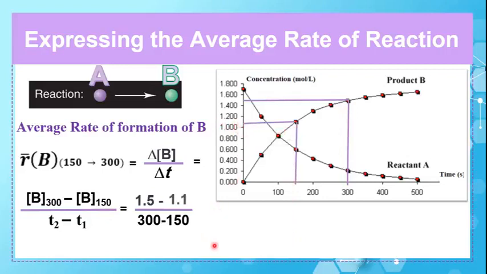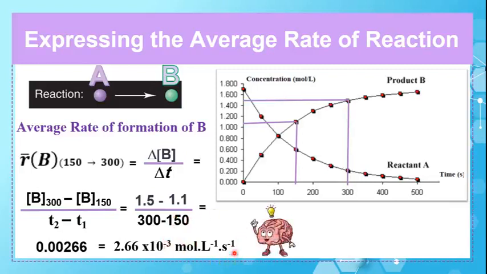1.1 over 150, equal to 0.00266. Try to write the number in scientific notation as 2.66 times 10 to the power minus 3, and the unit will be the unit of the concentration over the unit of time, so mole liter minus 1 second minus 1. So please, each time you determine the rate, don't forget to mention the unit.